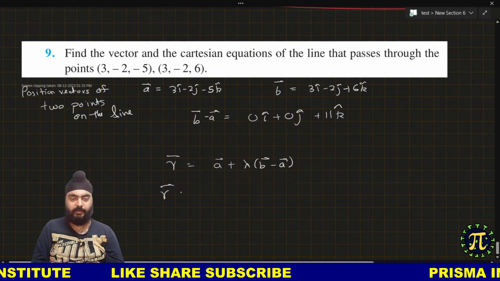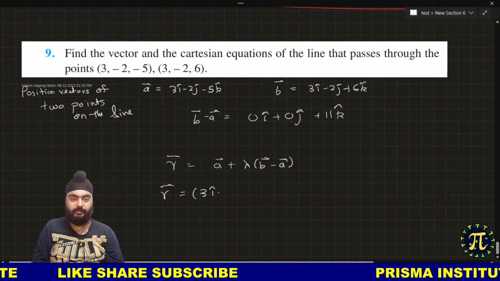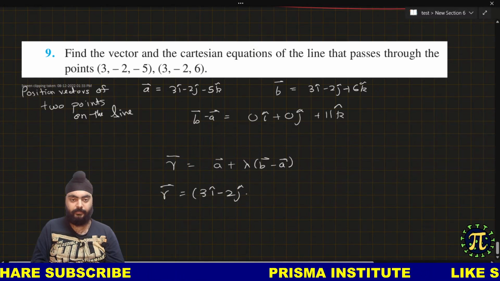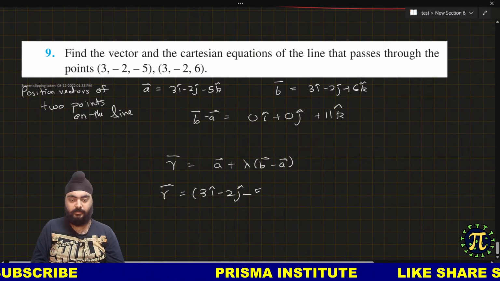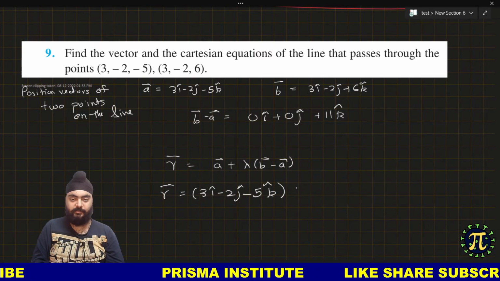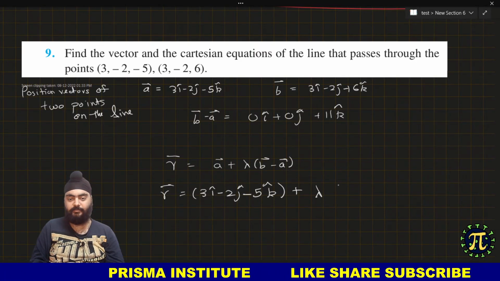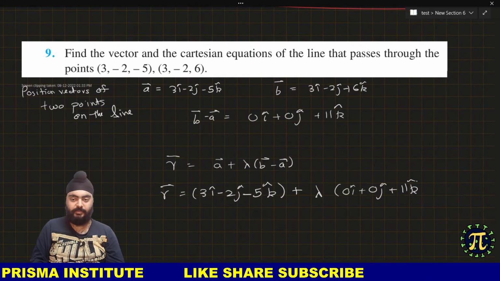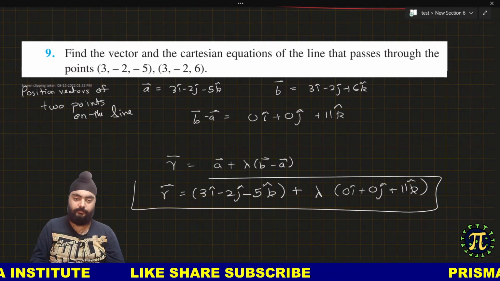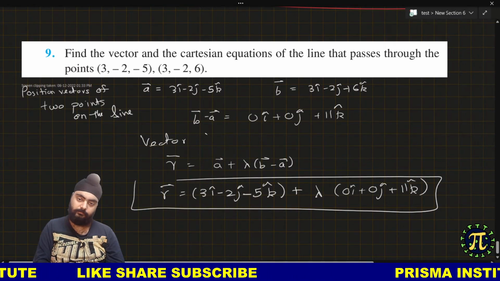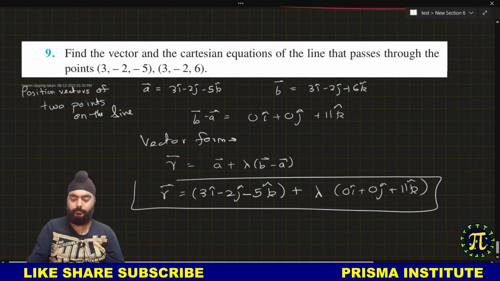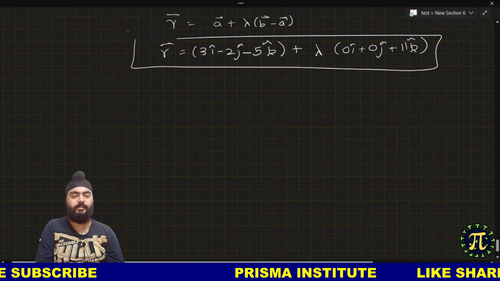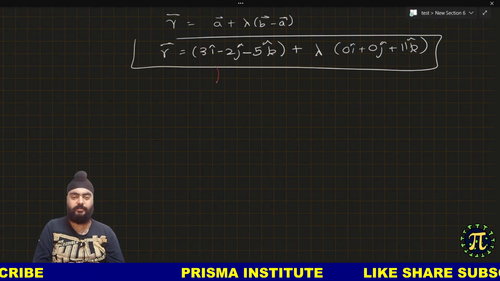So r vector can be written as 3i minus 2j minus 5k, this is a vector, plus lambda times b vector, so lambda times 0i plus 0j plus 11k. So this becomes the vector form, and I will convert this into Cartesian form, and you can convert करने की जगह आप डायरेक्टली भी लिख सकते हो Cartesian form. So let's convert this.